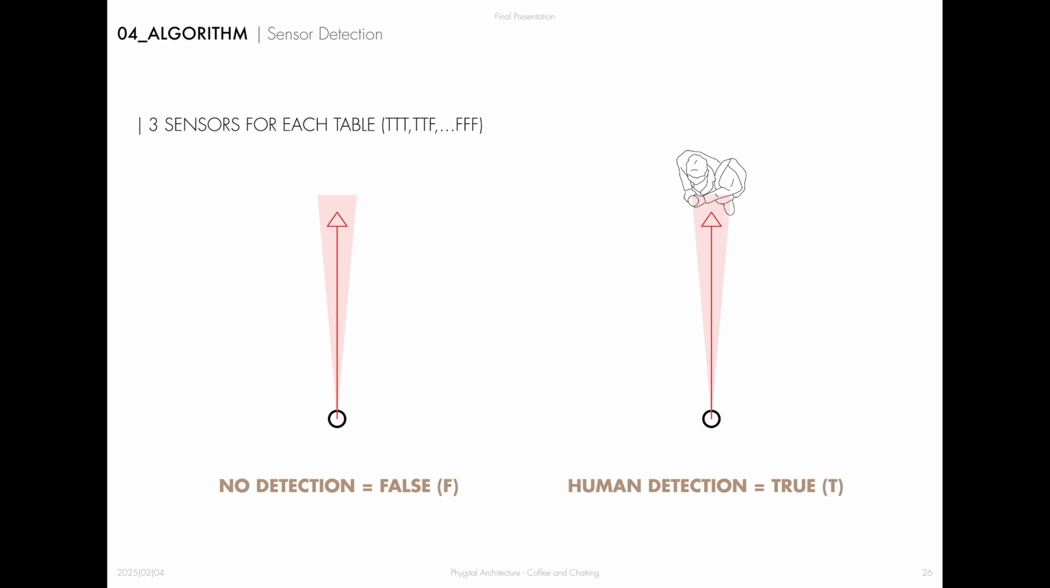Next, moving on to the algorithm. In the algorithm, if no person is detected within the range of the IR sensors, the output returns false. If a person is detected, the output is true. There are 3 sensors installed on each table, so the combinations of sensor outputs, for example TTT, TTF, etc., are the inputs for this algorithm.